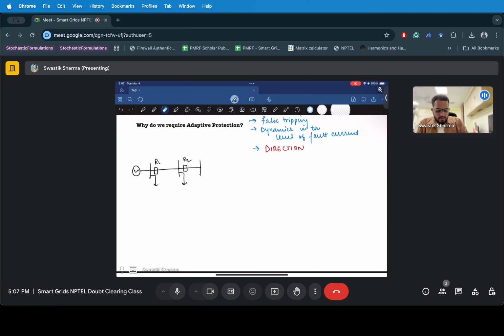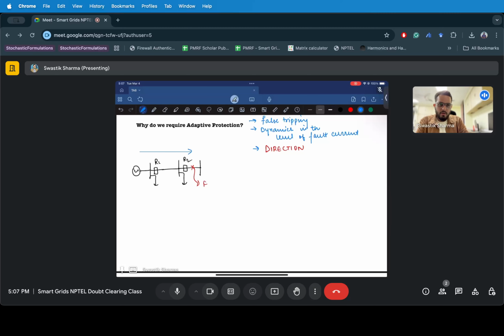Now let's assume that a fault takes place just ahead of this, right? Relay 2. Now when the flow of power is like this, so what do I want? I want my relay 2 to trip first, right?